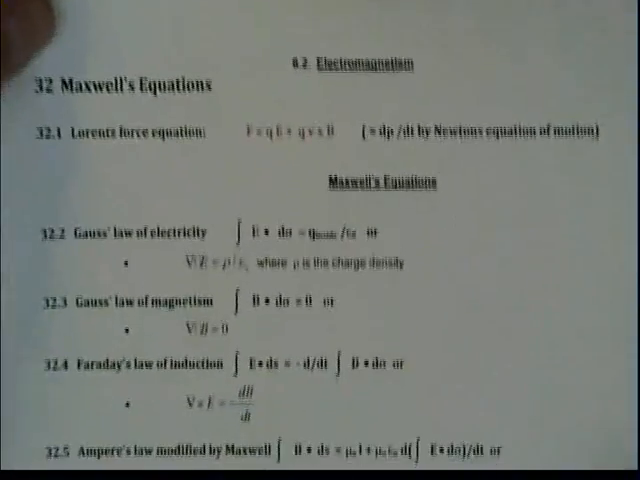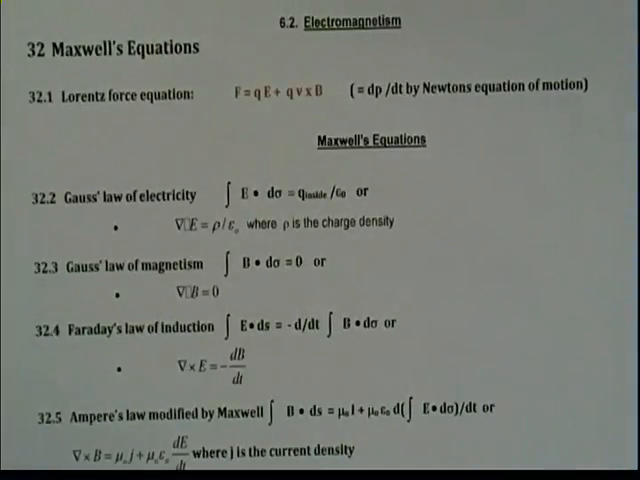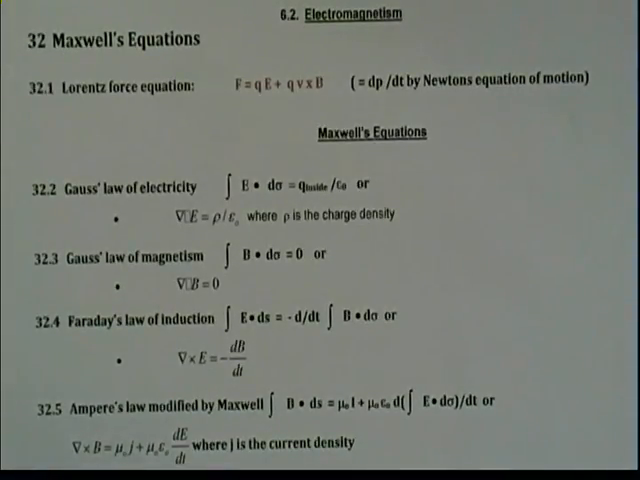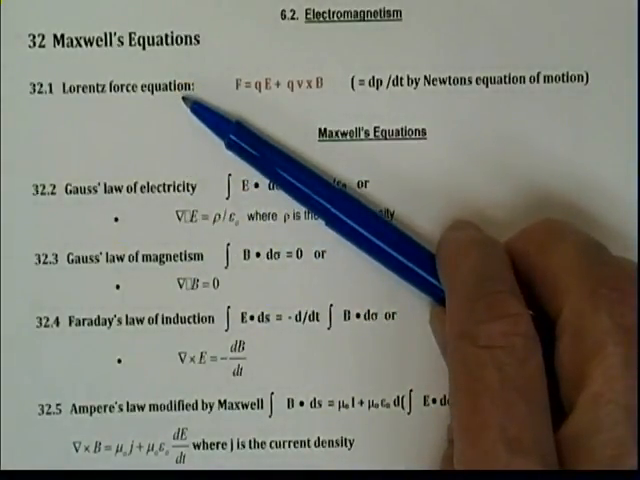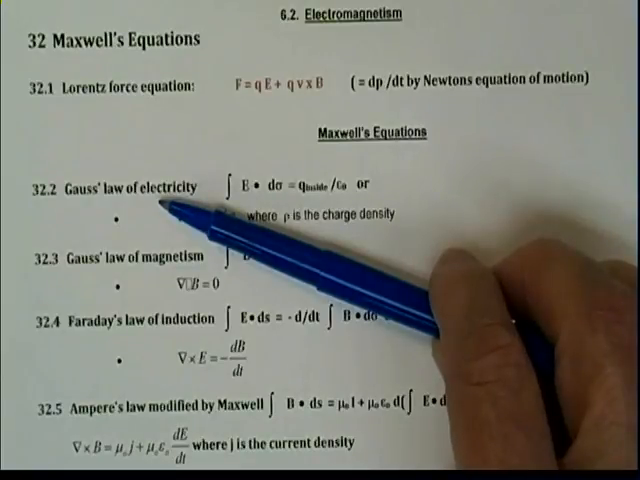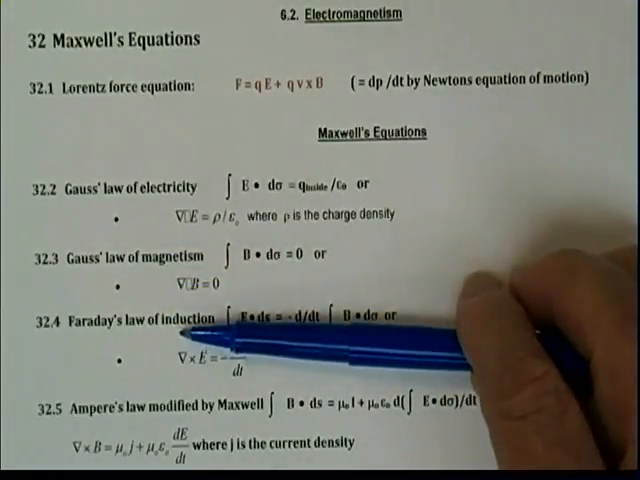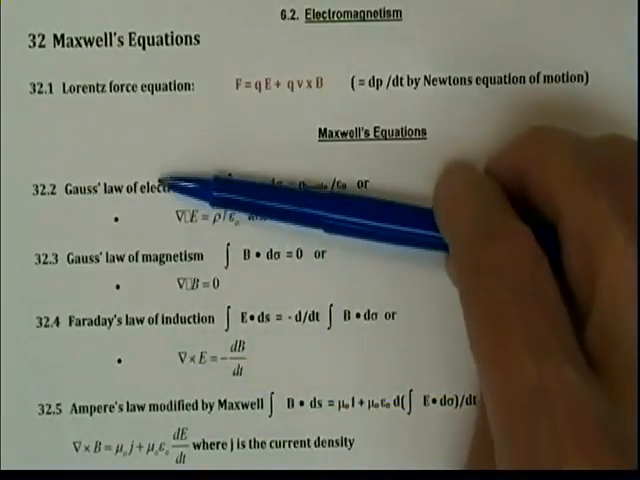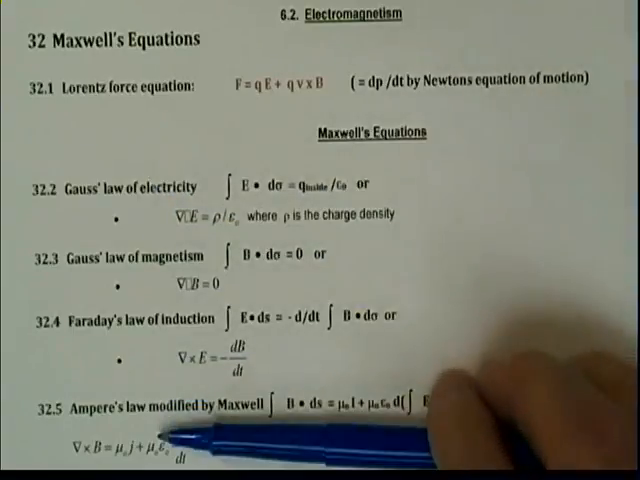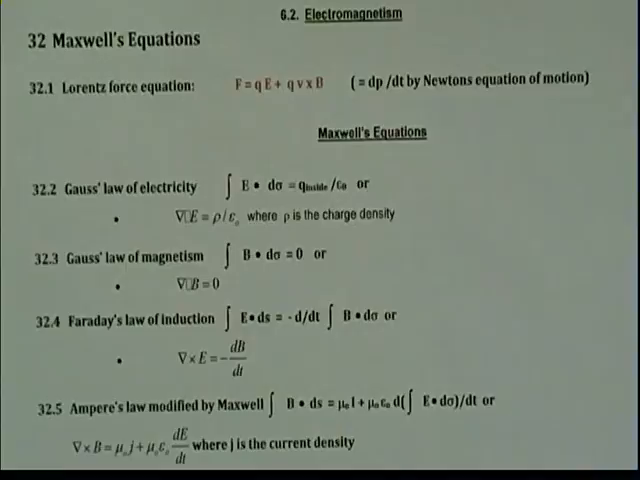The next chapter is chapter 32 on Maxwell's equations and generally on electromagnetism. As you can see from this overview, we have 5 things to discuss: the Lorentz force equation, Gauss's law of electricity, Gauss's law of magnetism, the Faraday law of induction, and Ampere's law modified by Maxwell. These are the 4 Maxwell's equations right here, and they're augmented by the Lorentz force equation, which I'll begin with.